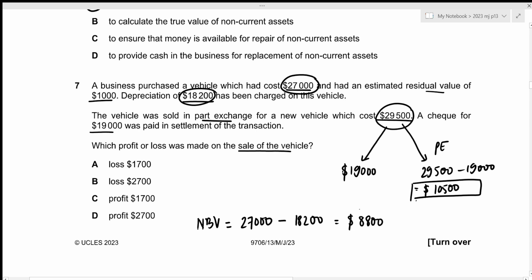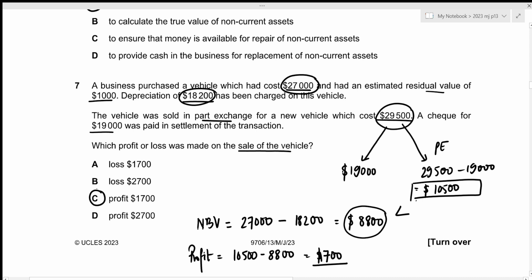So we can clearly see that our net book value is lower than the sales proceeds or the part exchange value, which means that we got a higher amount than what we anticipated, which results in profit. Let's figure out the profit amount. That is just going to be the difference between the sales proceeds and the net book value. So 10,500 minus 8,800, which results in 1,700. So that's a profit of 1,700 given in option C.